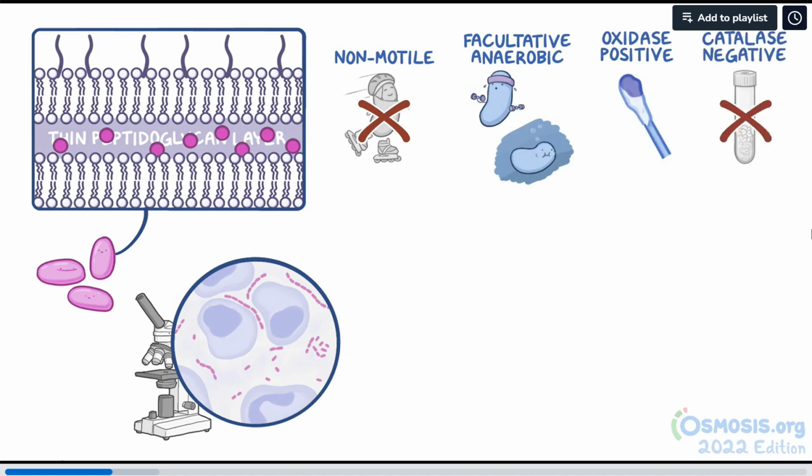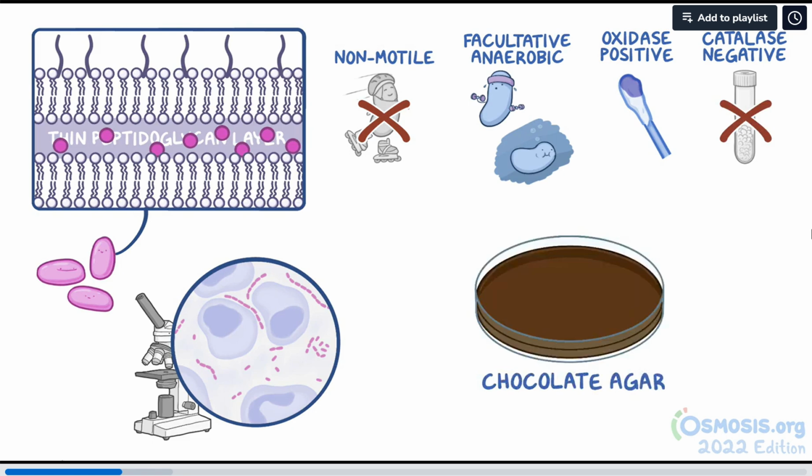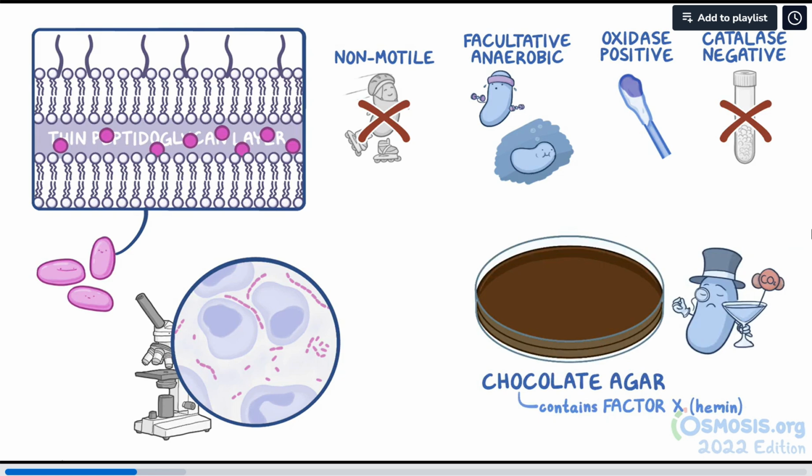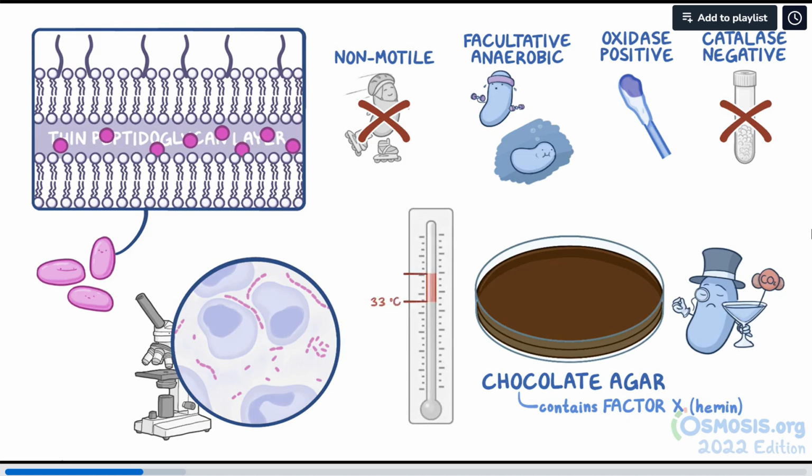an enzyme called catalase. Finally, Haemophilus ducreyi can be cultivated on chocolate agar, because this medium contains essential nutrients that Haemophilus ducreyi need to grow, like factor 10, also called hemin. They are fastidious bacteria that only grow in a CO2 environment, at a temperature between 33 and 35 degrees Celsius, and it forms small, gray or translucent colonies.